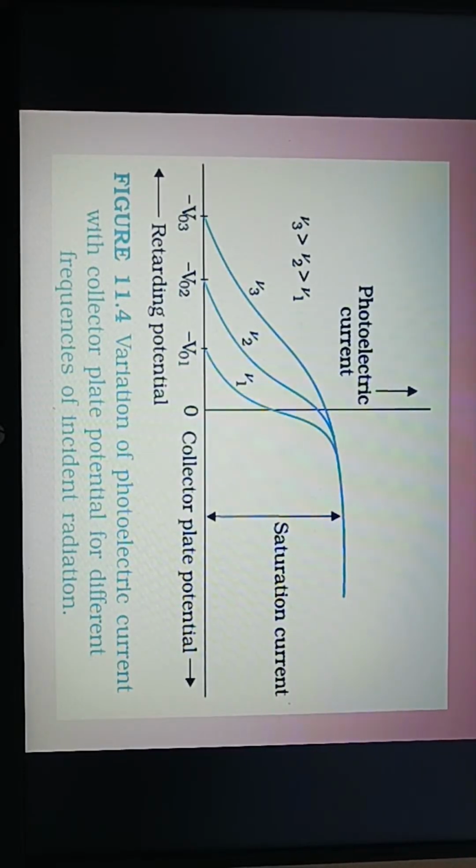Their frequency is the same, right? Yes, sir. And intensity is changing. Here what is changing? Intensity is the same. Frequency is changing. So when frequency is changing, stopping potential is negatively increasing. Yes, sir. So why is it so? Can you give some light on this? Some explanation on this?